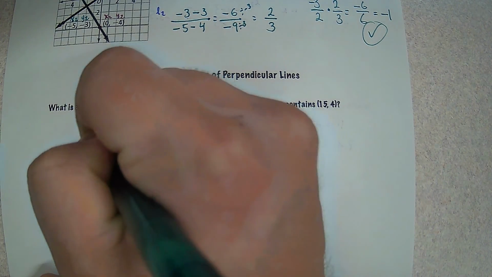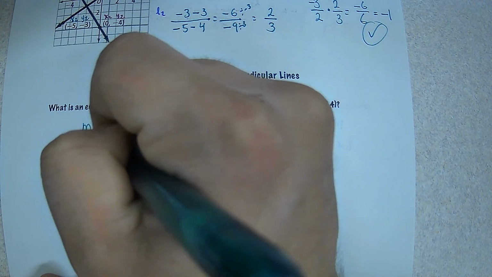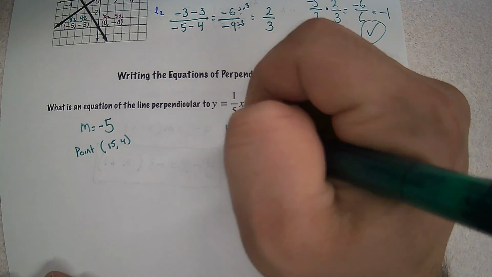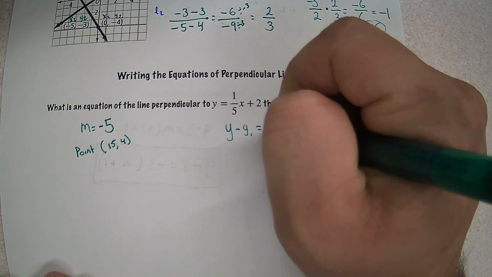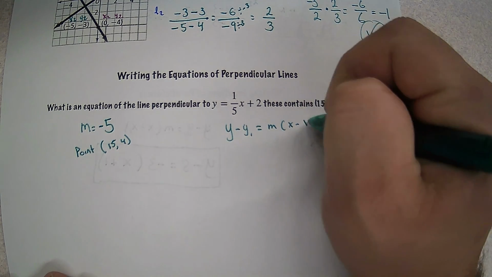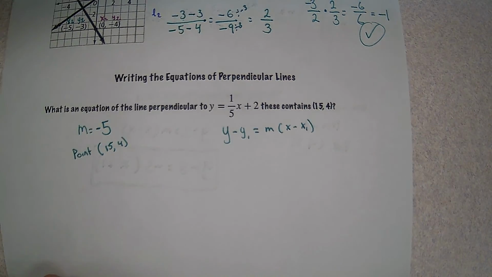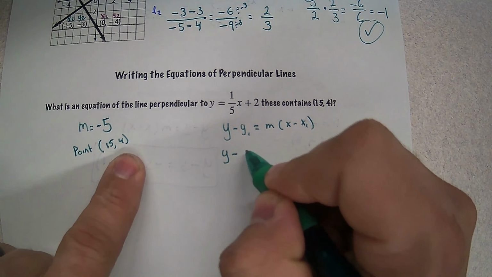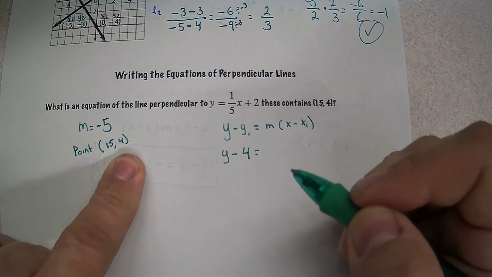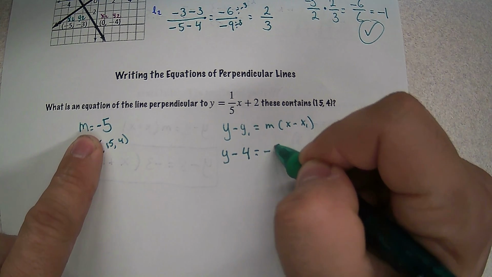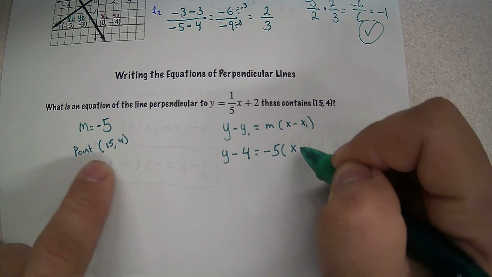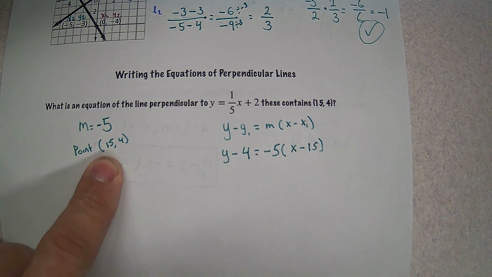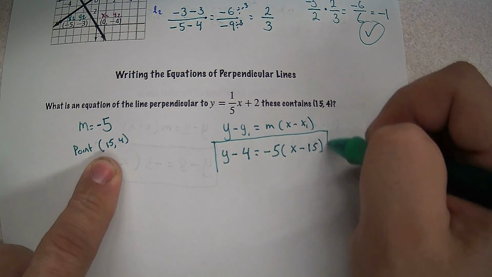And our point is the 15, 4. And so we're going to use our point slope form again. y minus y1 equals m times x minus x1. And plug in those values. So y minus y1, which is 4, equals our slope of -5 times x minus our x value, which is 15. And there is our equation.